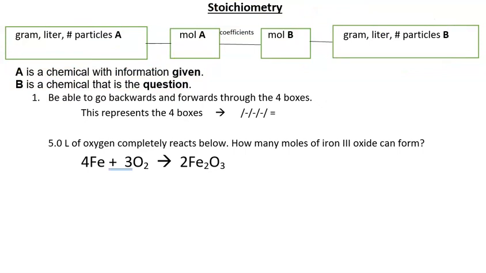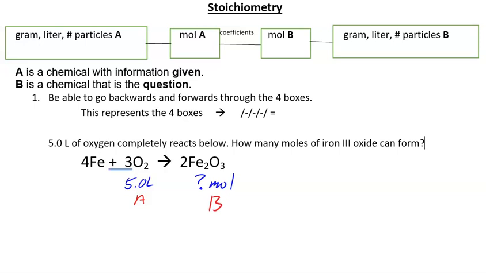So let's try one question here. This says 5 liters of oxygen completely reacts below. How many moles of iron 3 oxide can form? I like to put the stuff I know underneath here. So underneath the oxygen, I'm putting down 5 liters. And then underneath the iron 3 oxide, I'm putting down question mark moles. So since the liters are given, this is A. Since we're asking for moles of iron 3 oxide, that is B.